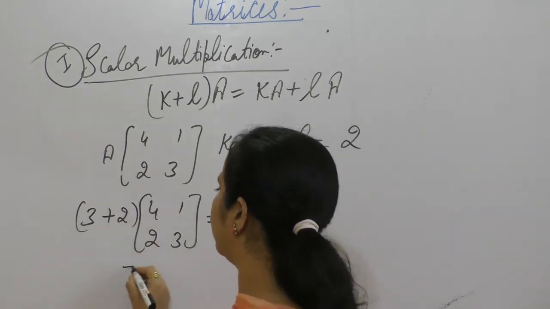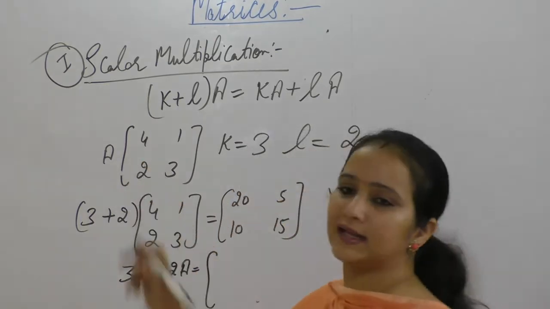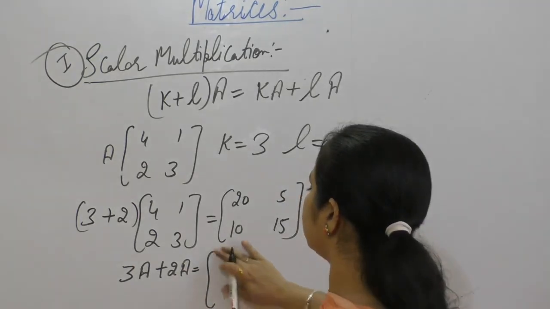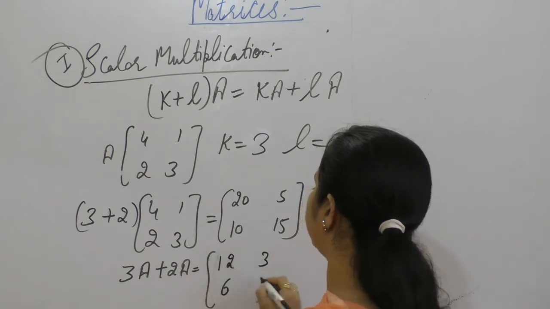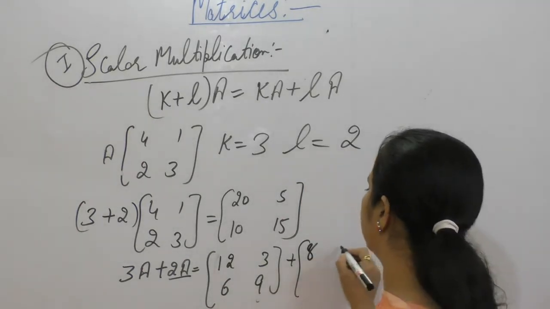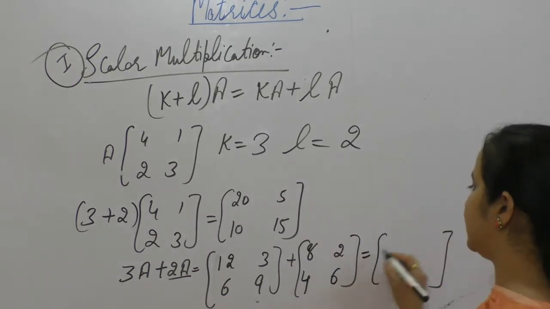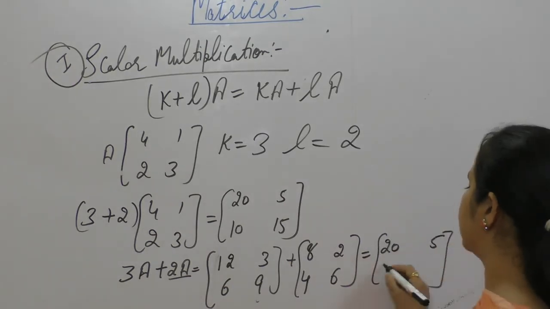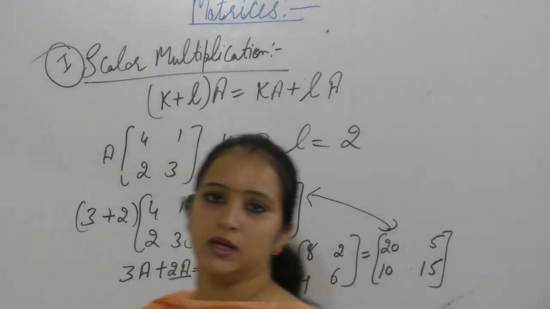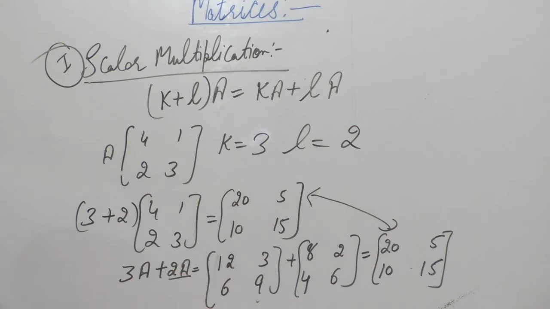Now Ka plus La: 3 into matrix A plus 2 into matrix A. Multiply the matrix A by 3: 4 into 3 is 12, 1 into 3, 2 into 3 and 3 into 3. Multiply the matrix A by 2: 2 into 4, 2 into 1, 2 into 2 and 2 into 3. Now add these matrices: 12 plus 8, 3 plus 2, 6 plus 4 and 9 plus 6. Now these matrices are equal. So K plus L into A is equal to Ka plus La.